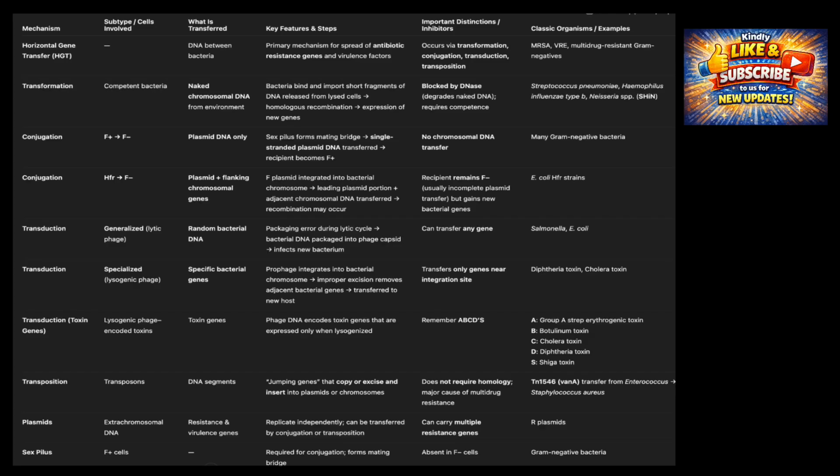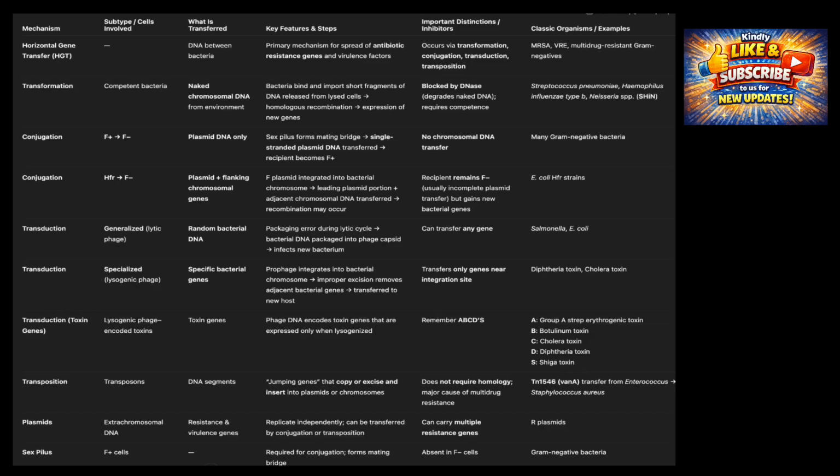During standard F positive to F negative conjugation, a single strand of plasmid DNA is transferred, and the recipient becomes F plus. Importantly, no chromosomal DNA is transferred in this basic process. This detail is frequently tested to eliminate incorrect answers.